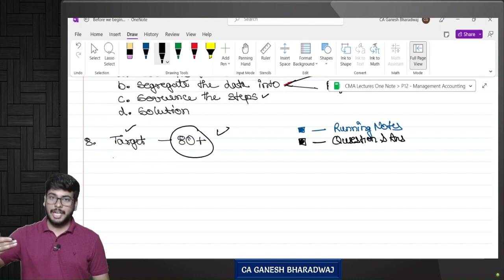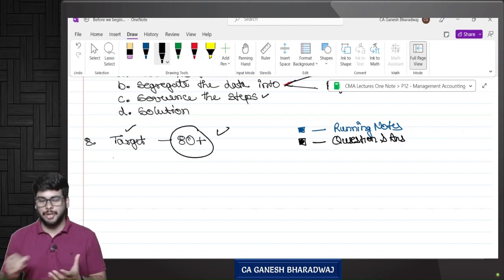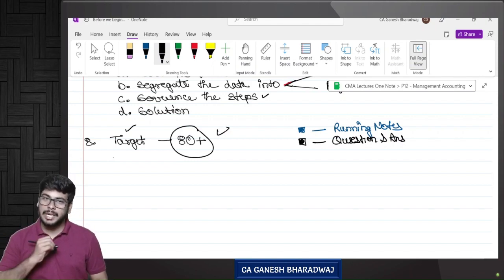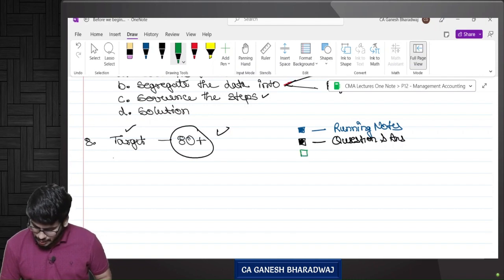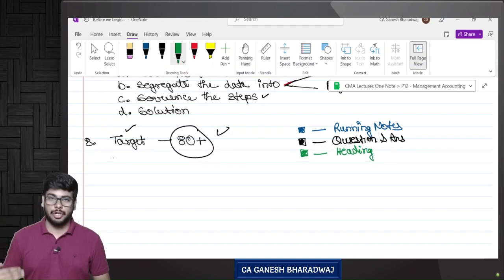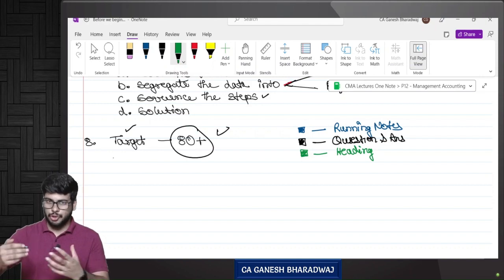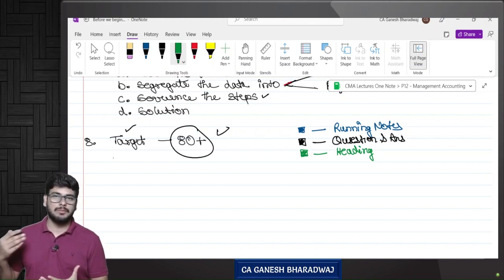So when you are solving all the question and answers once again in your house, after the lecture, use the black color ink and solve all the question and answers. Then green color ink, you can use this for headings. That is when you are solving a particular question, you're doing it alone, so you are going to practice all these sums once again.